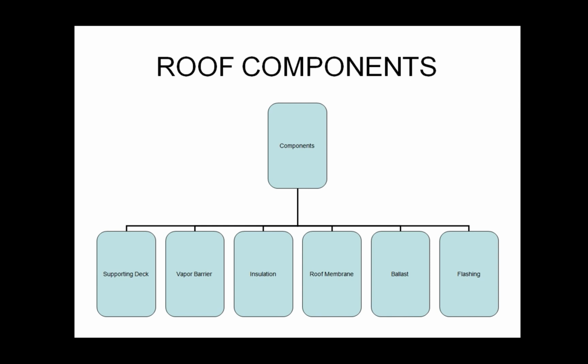All right, so on almost any roof, particularly in a high-rise, you'll have a supporting deck. All right, the structure, there'll be a vapor barrier, there'll be insulation, there'll be some kind of roofing membrane, and then possibly even on top of the roof, some form of ballast and flashing.